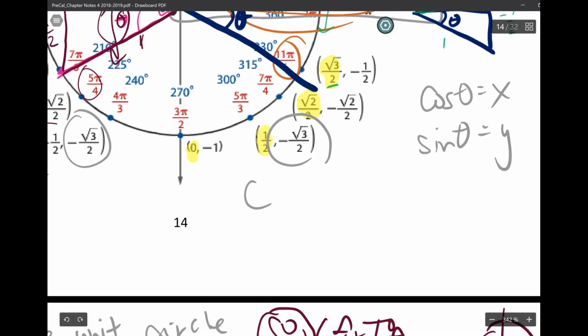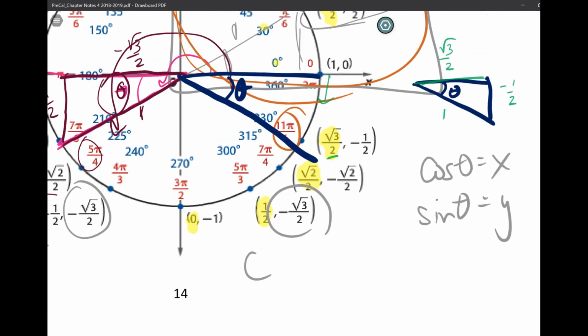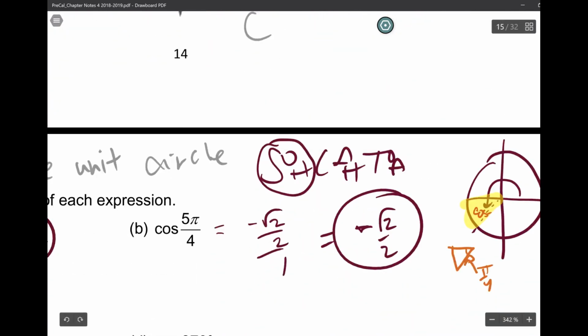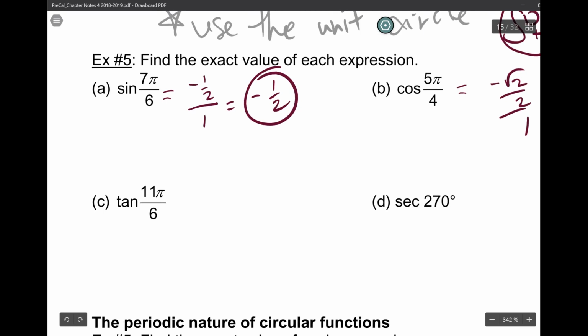So tangent is opposite over adjacent. This is going to be a little ugly. Opposite, negative 1/2, over adjacent, square root of 3 over 2. The 2's cancel out, and I have negative 1 over square root of 3. That doesn't fly, so I have to multiply by 1 to get rid of the radical in the denominator. So negative square root of 3 over 3.